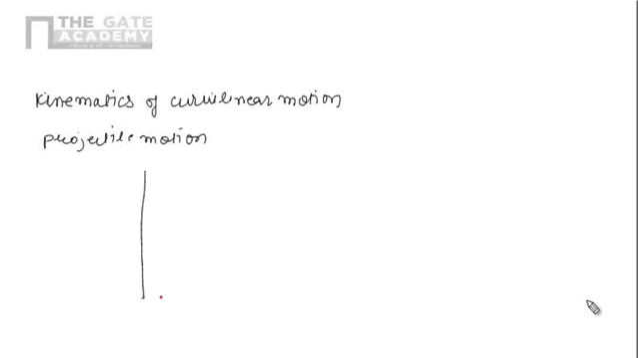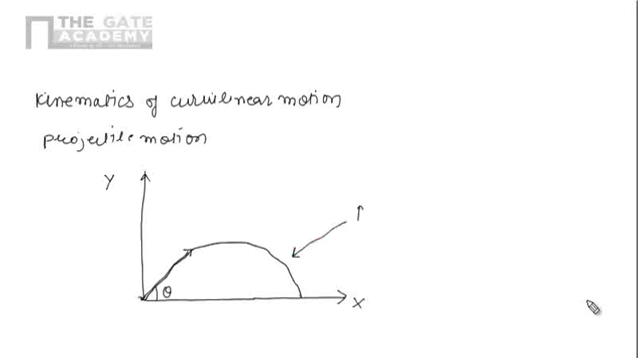So I am drawing the graph showing motion along y direction, motion along x direction. Suppose I am projecting something which is making an angle theta with the horizontal, and the motion, if I am describing by this parabola, this motion is called projectile motion. In projectile motion there are some terminology.